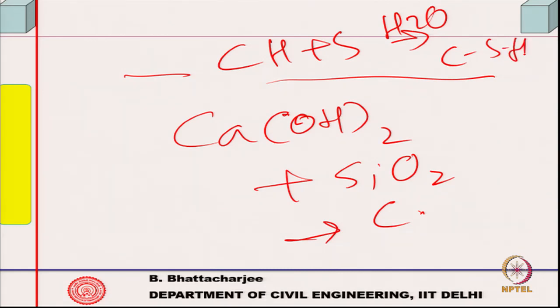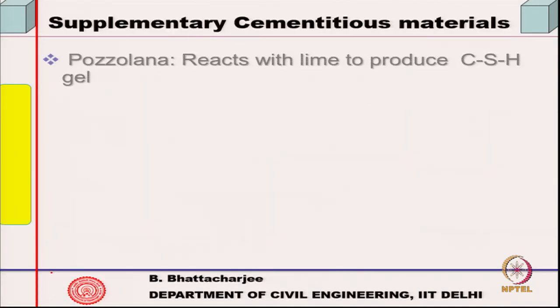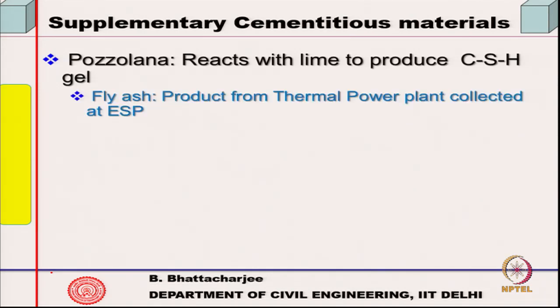So, that is the pozzolanic reaction, something of this kind, it reacts, right. So, this has been used. So, pozzolana, therefore, fly ash you can use, GGBFS you can use. Fly ash is a product from thermal power plants, collected at the electrostatic precipitator, right.